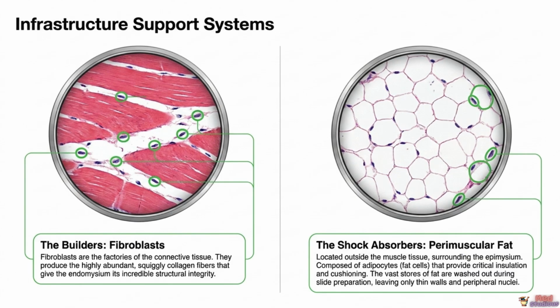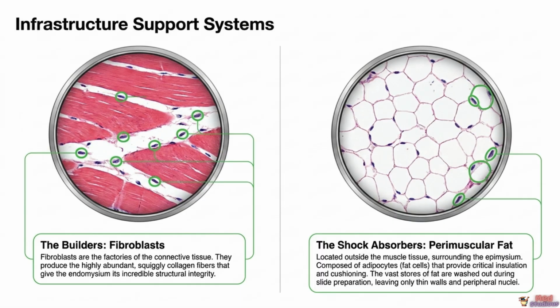These three layers of connective tissue also house the muscle's critical infrastructure support systems. Embedded deep within the endomysium are the builders, the fibroblasts. These are highly active cells that constantly manufacture and secrete the abundant, squiggly collagen fibers that give the delicate endomysium its physical integrity and resilience.